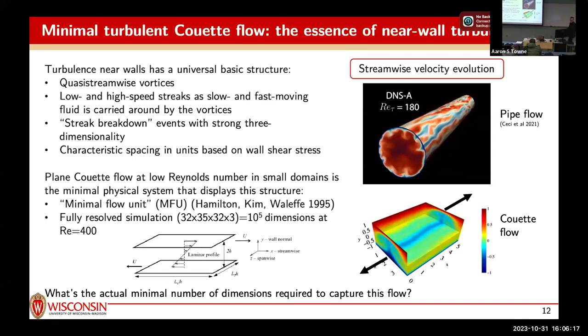Okay. All right. And even that minimal Couette flow, we got a 32 by 35 by 32 grid, three velocity components. So that's 10 to the fifth degrees of freedom for a resolved simulation for this baby turbulence, right? Simplest self-sustaining turbulence in some regard. All right. So let's see how we do on that.